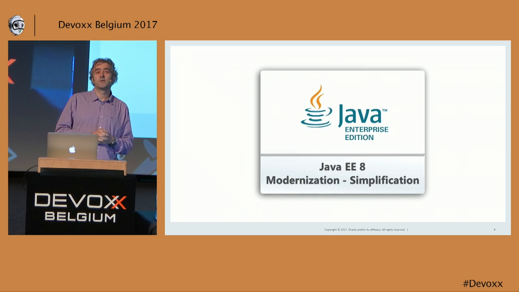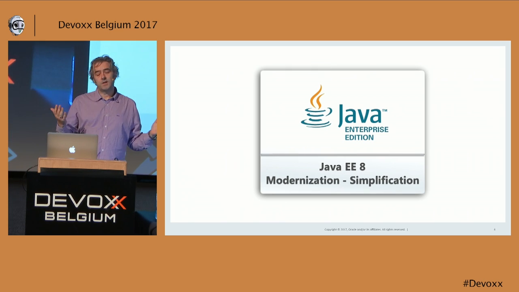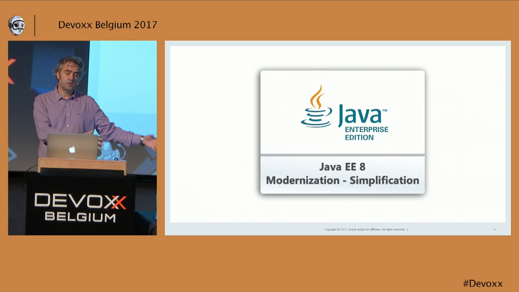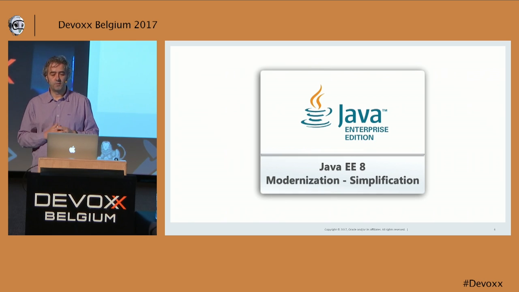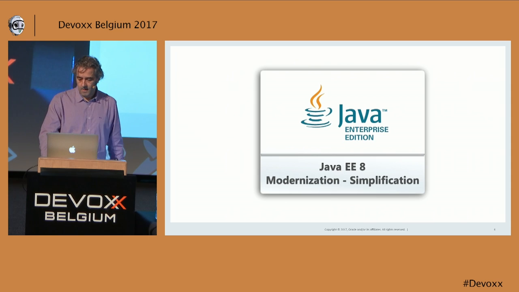So today I'm going to discuss Java 8. I will give you a quick overview of the new things that we have done in Java 8. In a nutshell, Java 8 is about modernization of the platform and simplification of the platform. And you will see that through my presentation today.